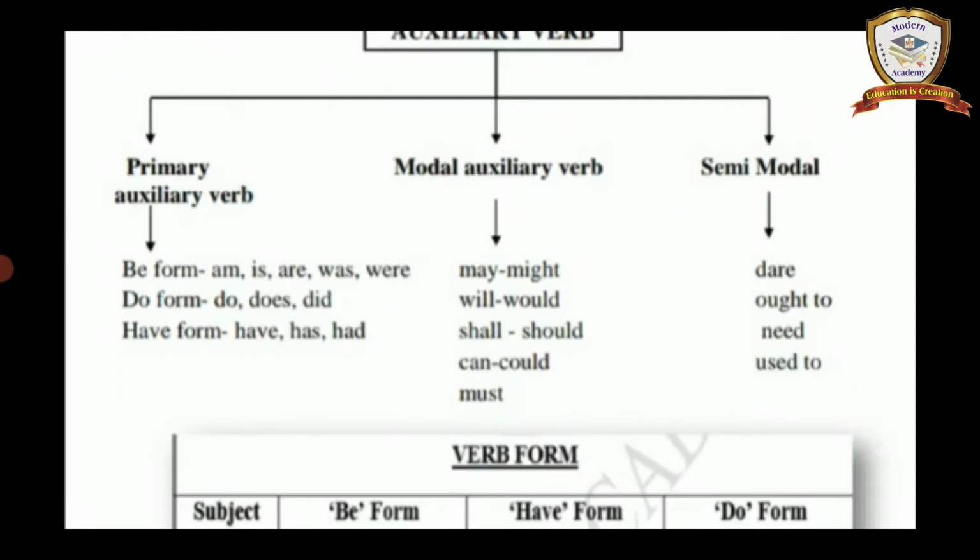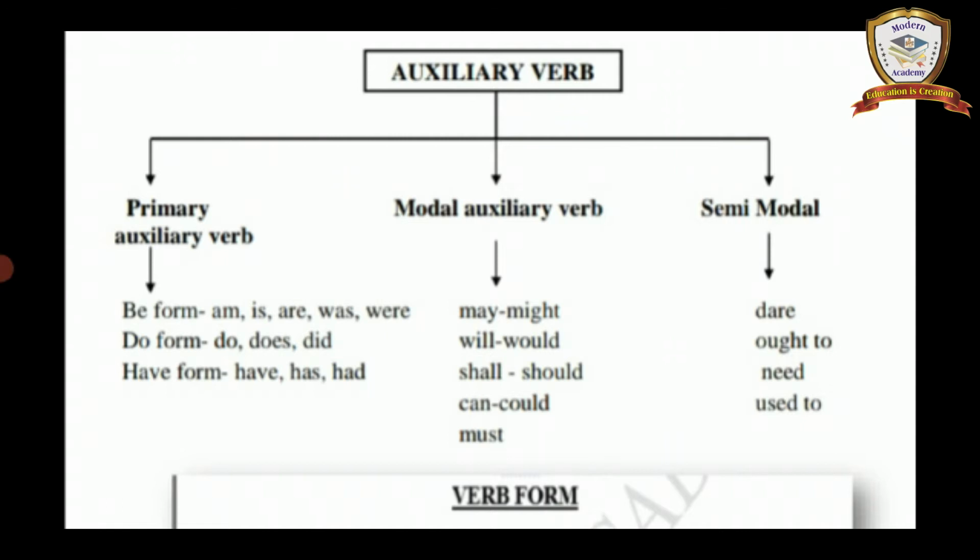Actually auxiliary verb can be divided into three parts. Primary auxiliary: if it is not in a sentence, the sentence will not be completed and it will not give a complete meaning. The modal auxiliary comes near the action word, like may go, may sing, can do. And semi modal will come in sentences very rarely only. So that's why you should know semi modal: dare, ought to, need, used to.